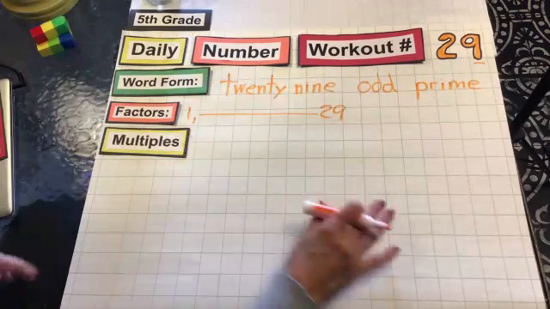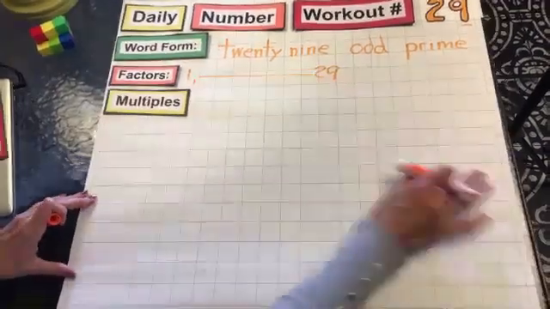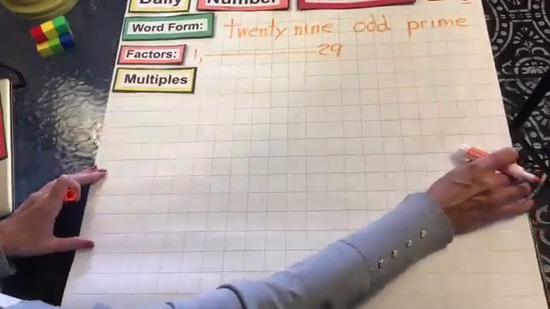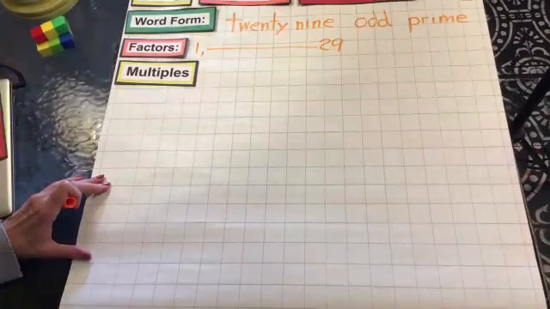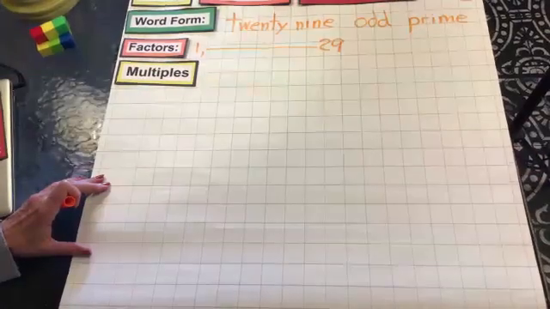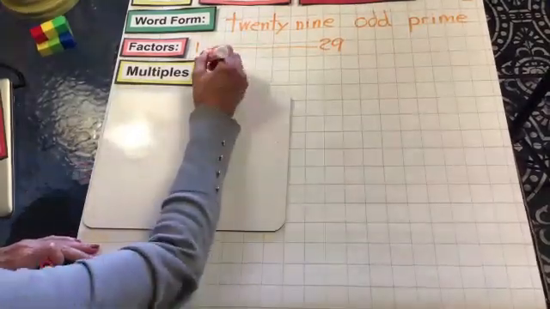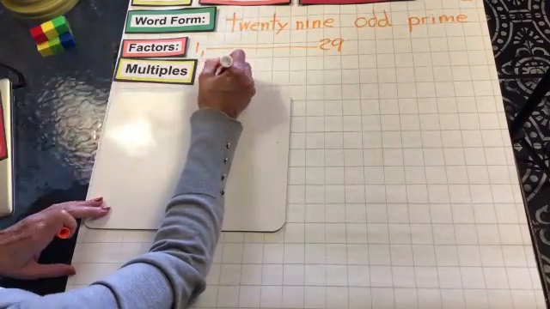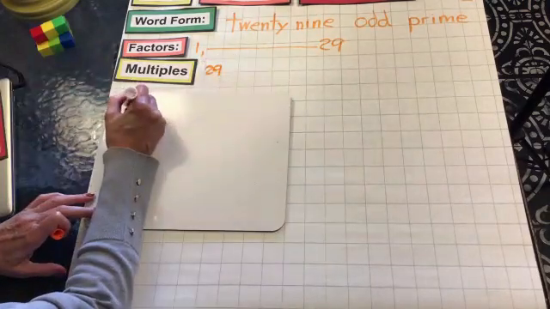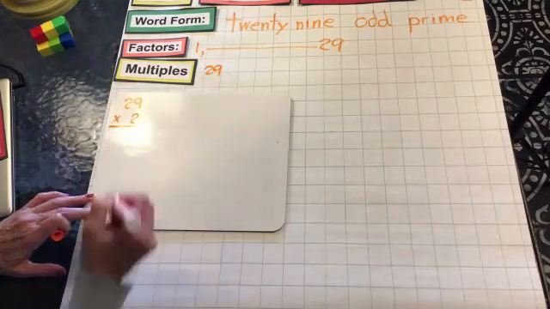Let's go for multiples. So this is the tricky part of our trade, especially when we get these bigger numbers like 29. So let me move this up and get out my scrap paper. So hopefully you have scrap paper to work with. So we know our first multiple of 29 is 29. So let's do 29 times 2. And this is great multiplication practice.